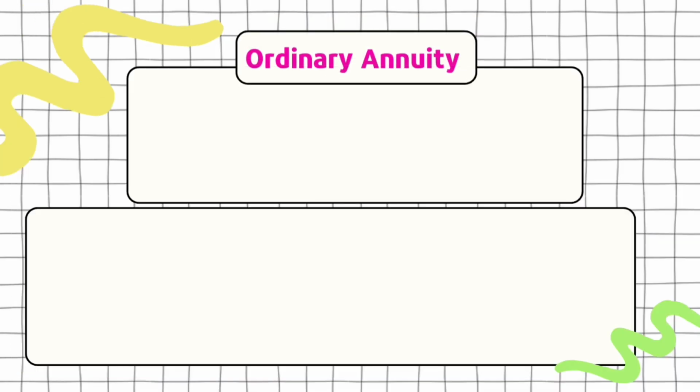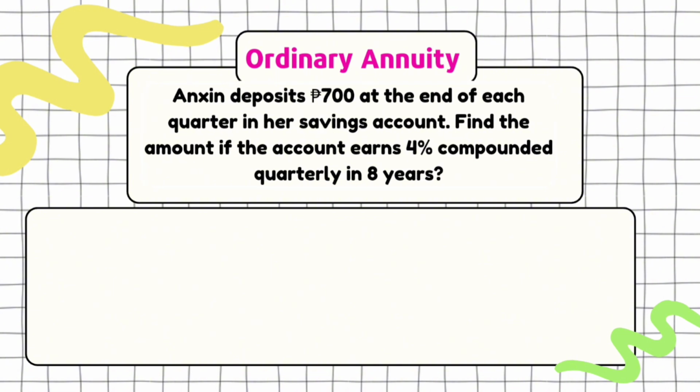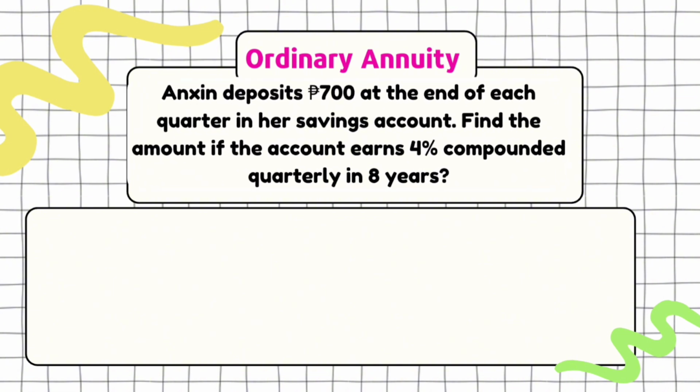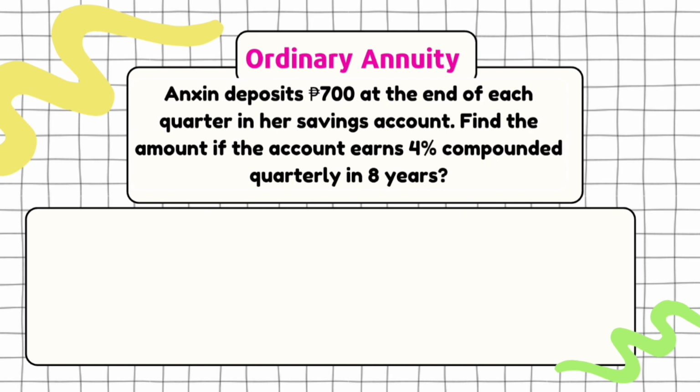So let's try this example. Anashane deposits 700 pesos at the end of each quarter in her savings account. Find the amount if the account earns 4% compounded quarterly in 8 years.